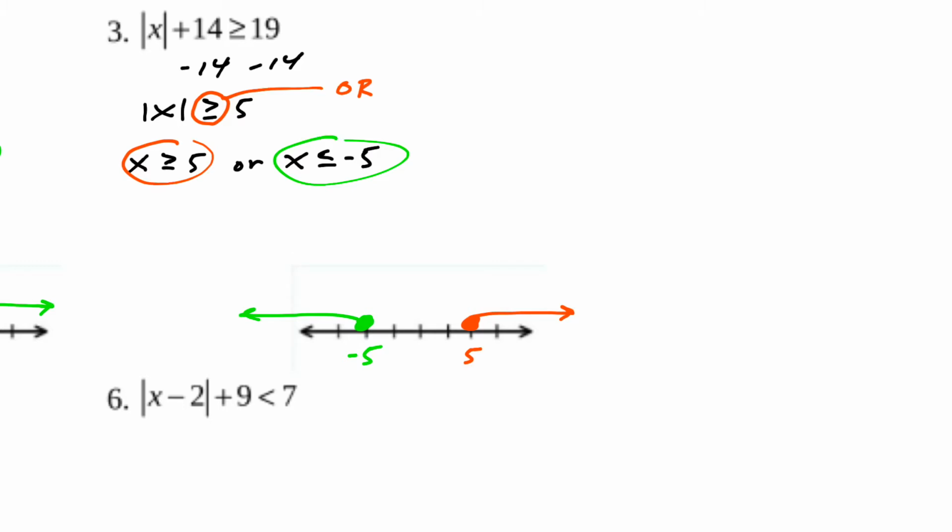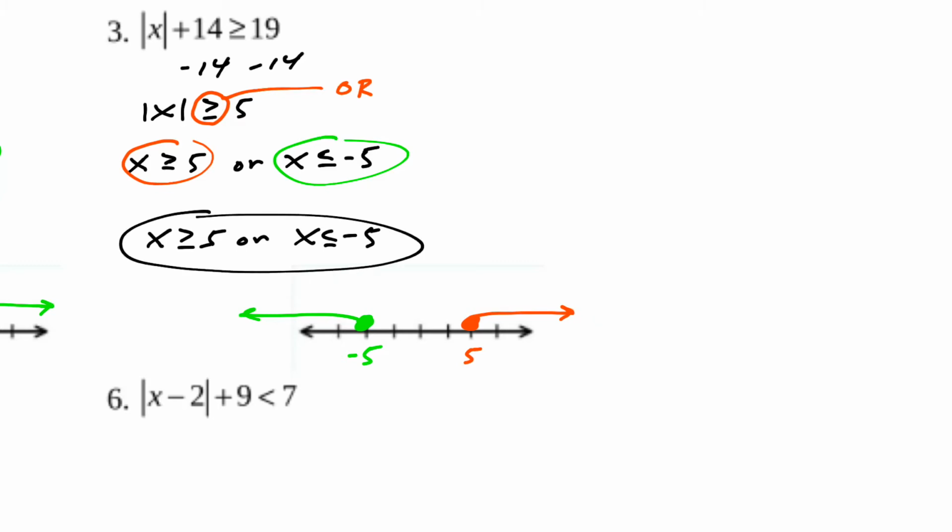So we have really written our solution already, but I'll rewrite it so that I can circle it for you guys. So our final answer for this one is just x is greater than or equal to 5, or x is less than or equal to -5. Let's move on to example 4.